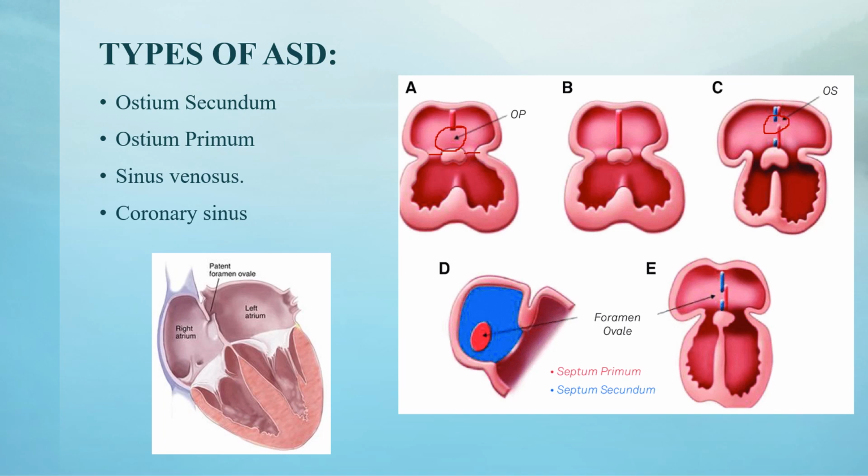Sinus venosus. This defect occurs very rarely and it is found in the upper part of the atrial septum. It is also associated with other congenital heart problems. The last one is the coronary sinus. It is also a rare defect, where the part of the wall between the coronary sinus, which is part of the vein system of the heart, and the left atrium is missing.